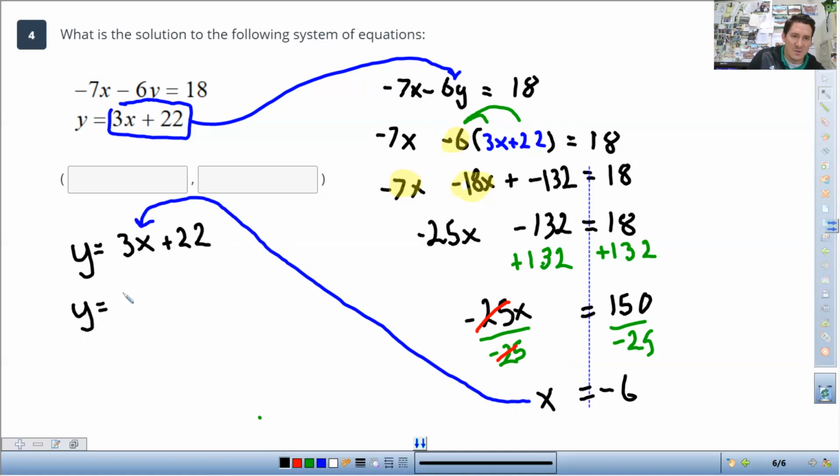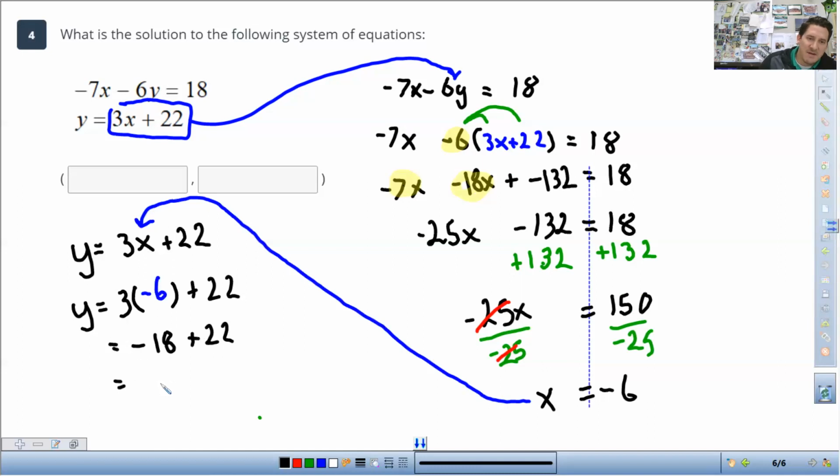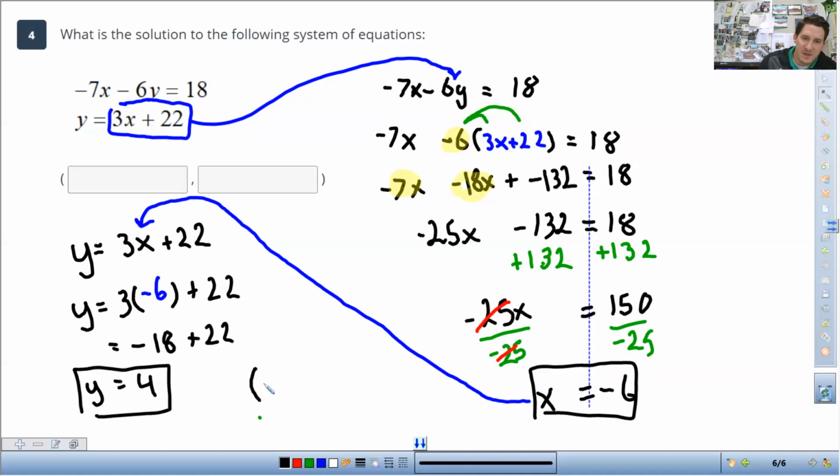So we get y is equal to 3 times x plus 22, and x is negative 6. So 3 times negative 6 is negative 18. Plus 22. Negative 18 plus 22 is positive 4. So x is negative 6, y is positive 4. So as an ordered pair, it's negative 6, 4. That's the coordinate of the point where those two lines would intersect. And then you would write it in Edulastic, just type in those numbers into the box.